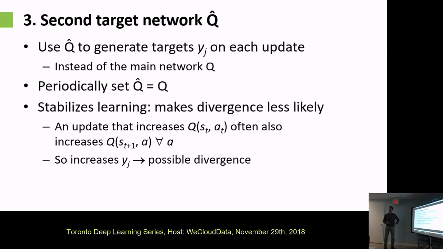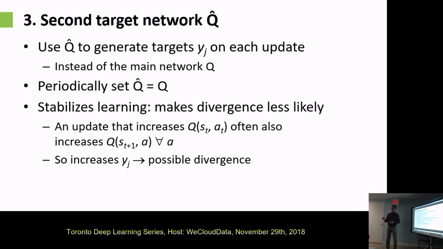So you use 2 separate networks to generate the first term in the loss function and the second term? Yeah. And you do that for a while, and then you reset this first network to have the same weights as the network that you're training. And what is the advantage?